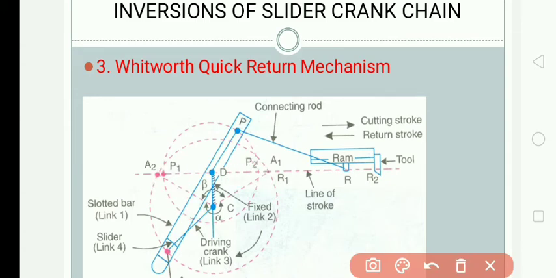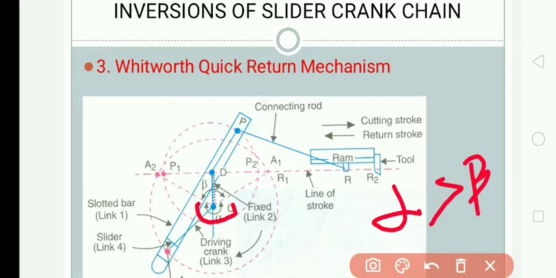Now we also have the forward stroke and return stroke angles. This is the angle alpha, the angle turned during the forward stroke, and angle beta is the angle turned during the return stroke. You can observe from the figure that alpha is greater than beta. That means the angle during the forward stroke is greater than the angle during the return stroke. Therefore, the forward stroke takes place at a slower rate, and the return stroke takes place at a faster rate. That is how the mechanism is designed here.